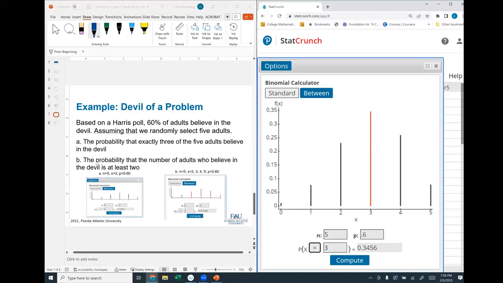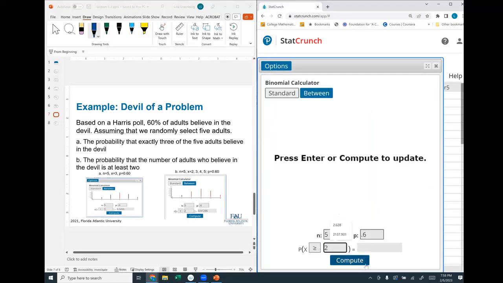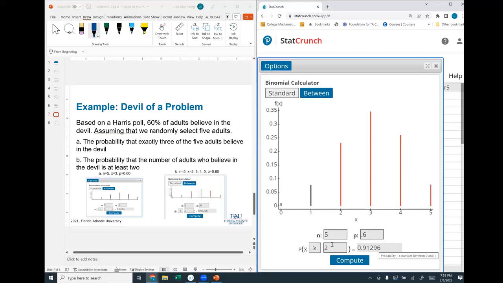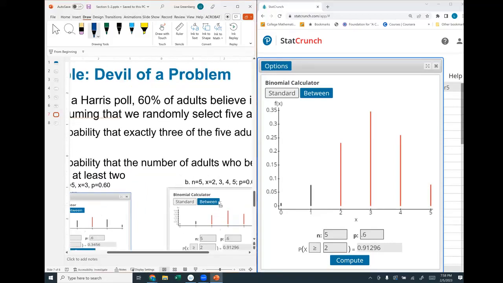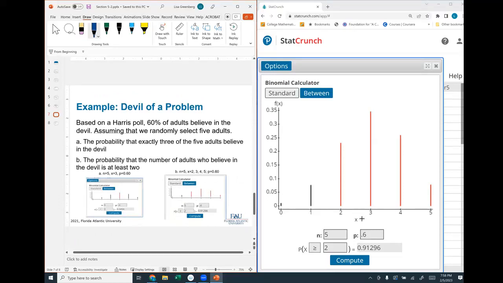Now let's look at B. The probability that the number of adults who believe in the devil is at least 2. So basically at least 2 means 2, 3, 4, 5, right? So I can say greater than or equal to 2. And I hit compute. And that's a huge number. Is that the same number? Yep, that's exactly the same number as we have here. So this is really what you're going to use. I'll show you that under options, there's really nothing to do, okay? So everything that you can do with this binomial calculator is right here.